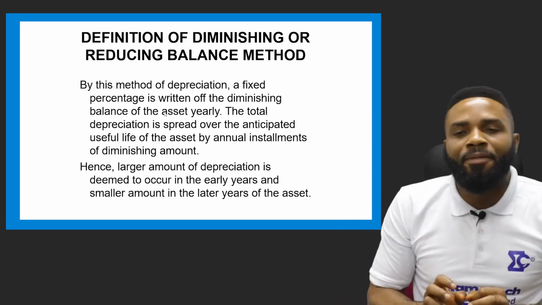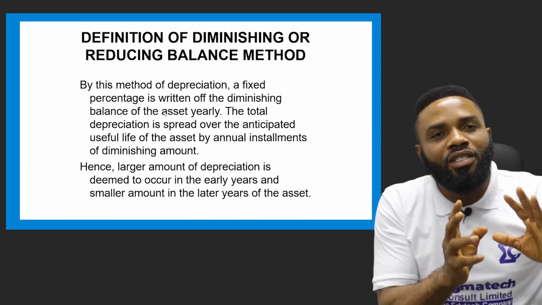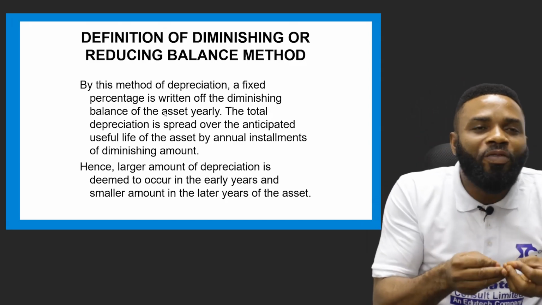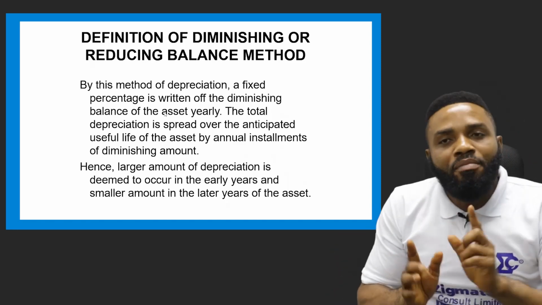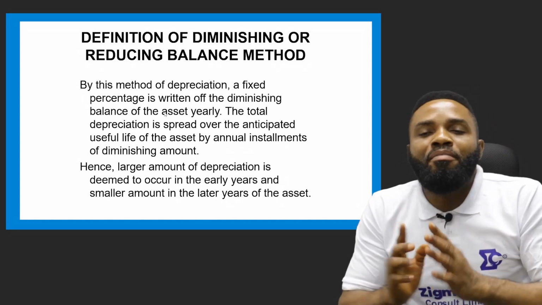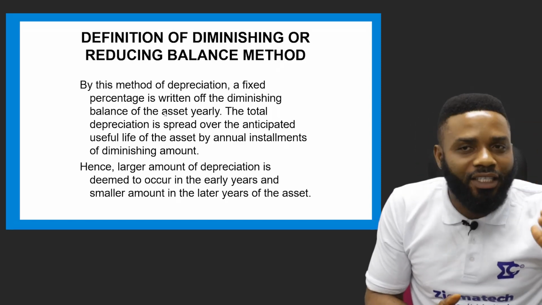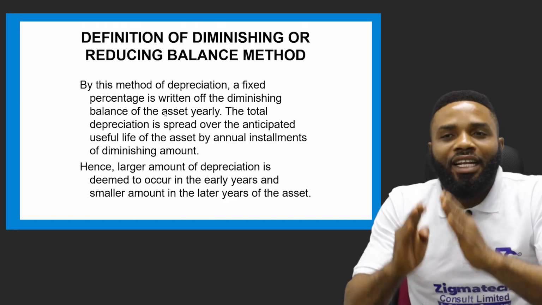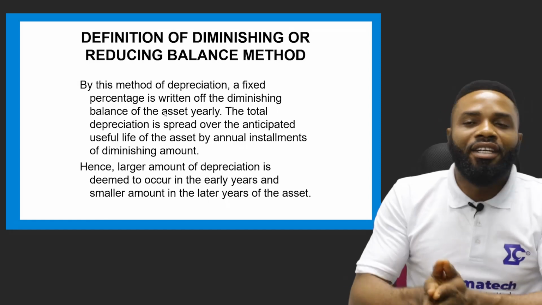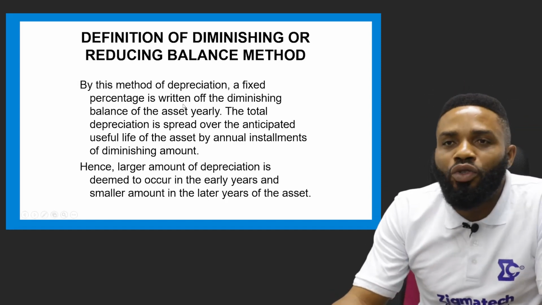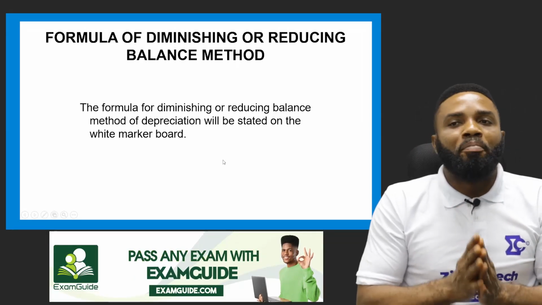The second difference is that in the reducing balance method, a larger amount of depreciation is charged at the beginning of the asset, and then a lesser amount is charged at the end of the asset. Meanwhile, in the straight line method, the depreciation that is charged at the beginning of the asset is the same as the depreciation that is charged at the end of the asset. That is why they call it the straight line method. I think with those two examples, you'll be able to differentiate the straight line method from the reducing balance method.